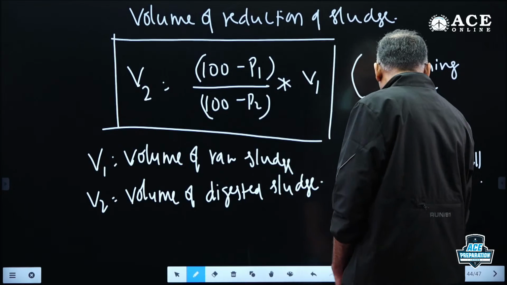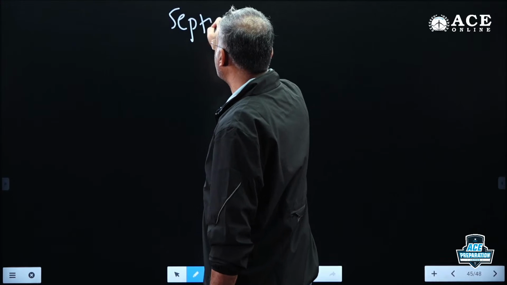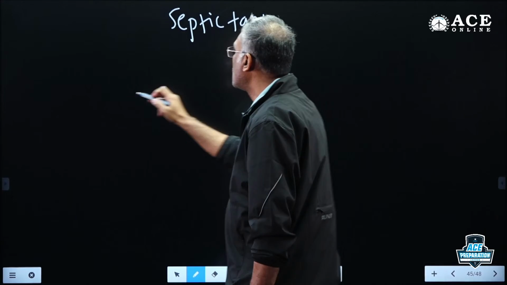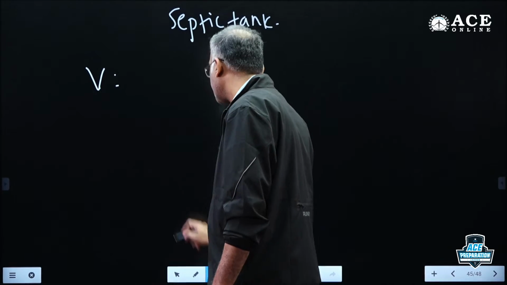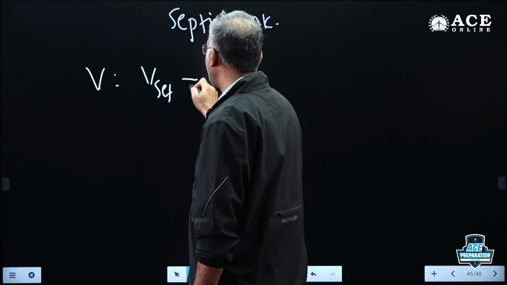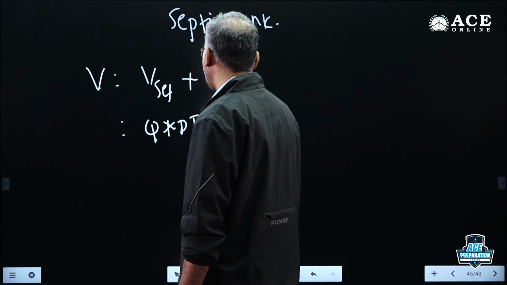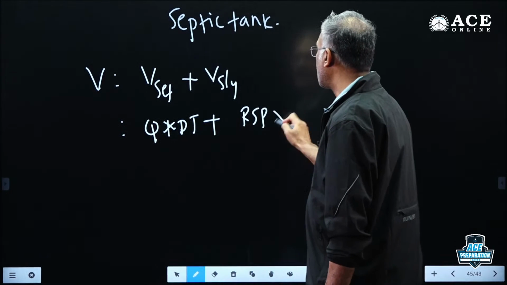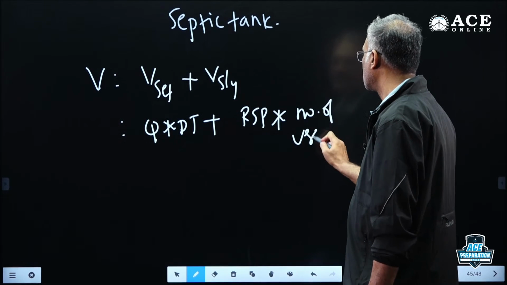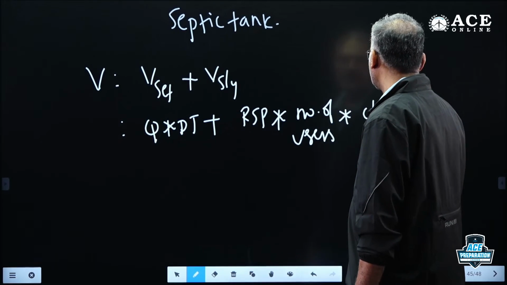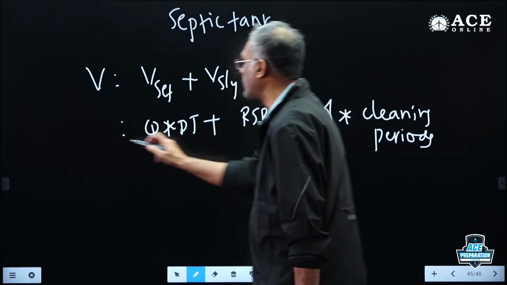So sludge digestion problems are important. Once you are familiar with this, you can also design a septic tank. Septic tank questions are also important from the exam point of view. The volume of a septic tank is equal to the volume of the settling zone plus the volume of the sludge zone. The volume of the settling zone you can find out using detention time. The volume of the sludge zone you can find out as the rate of sludge production into number of users into cleaning period. Using this equation, you are expected to work out certain things related to the septic tank.